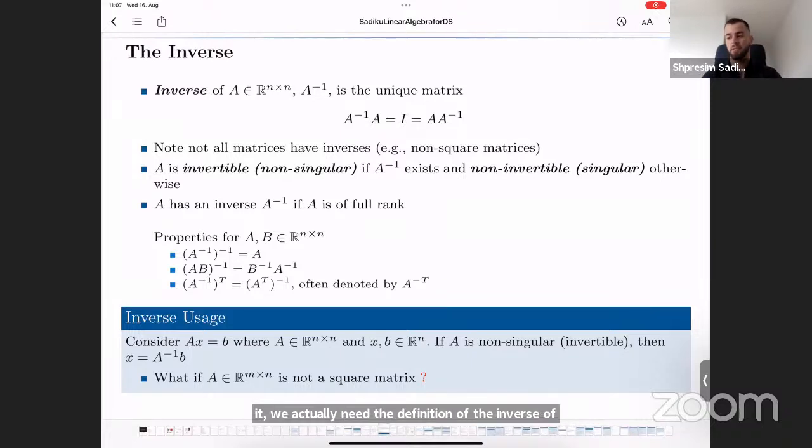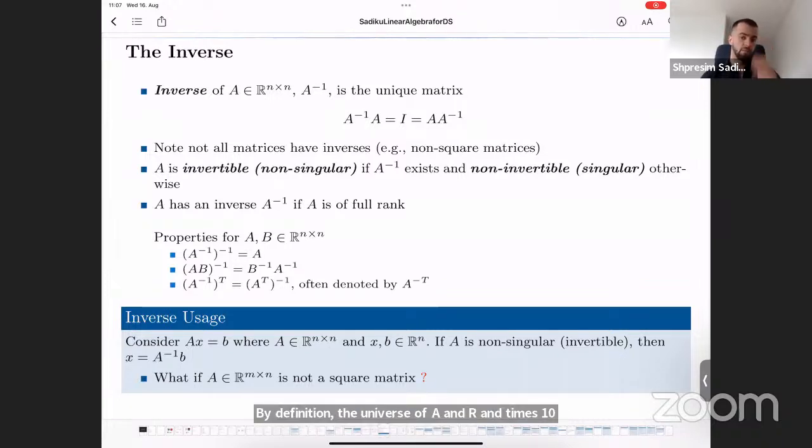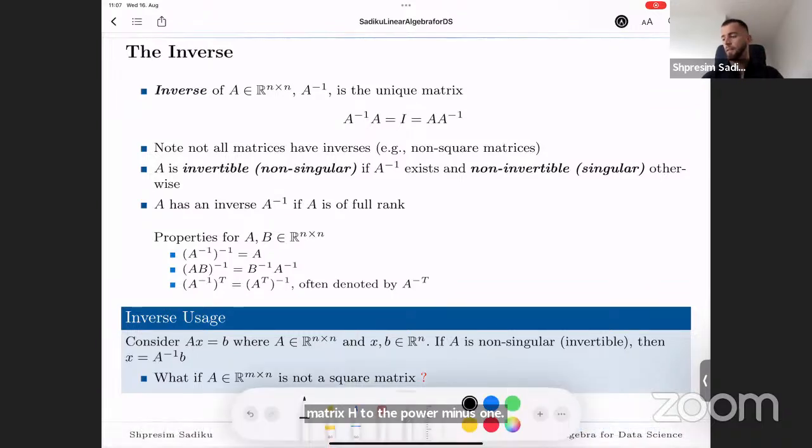And by definition, the inverse of A in R^(n×n) is a matrix A to the power -1, which is the unique matrix defined in this way. If we multiply A from the left by the inverse, this simply gives us the identity matrix. And this is the same as if we were to multiply the matrix A on the right by the inverse of A.